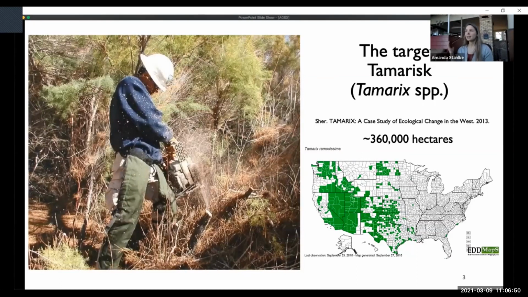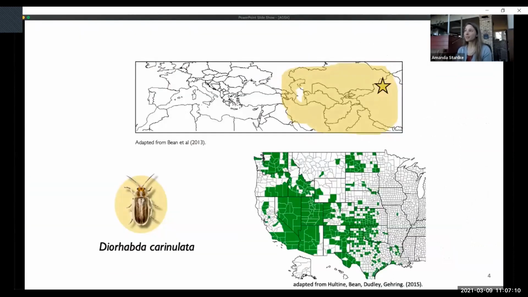This requires taking out crews to these remote locations with heavy machinery, and an herbicide has to be applied very quickly to prevent resprout. And it's just not practical to control tamarisk in this way for a lot of locations. So this makes it an excellent candidate for biocontrol.